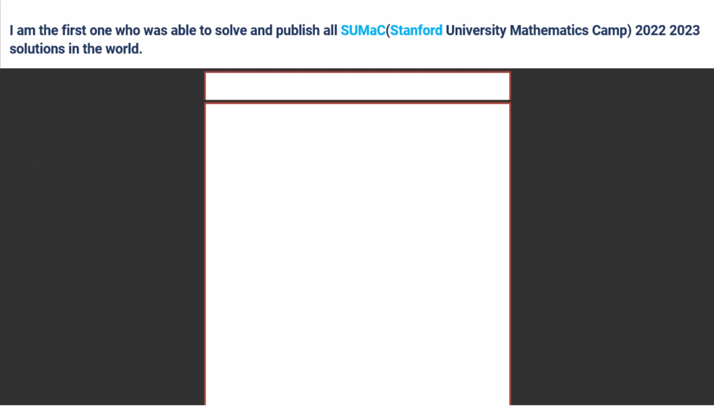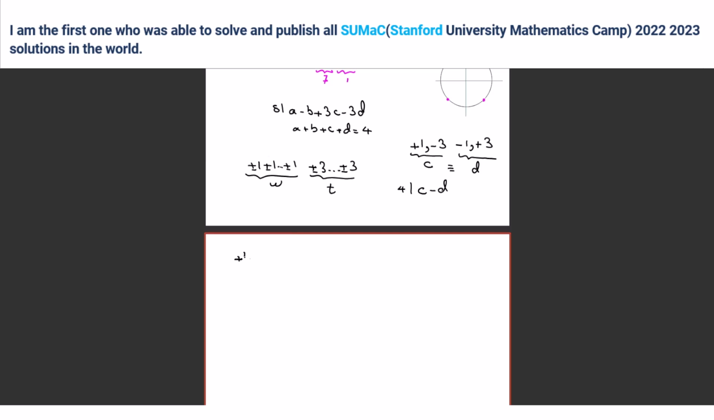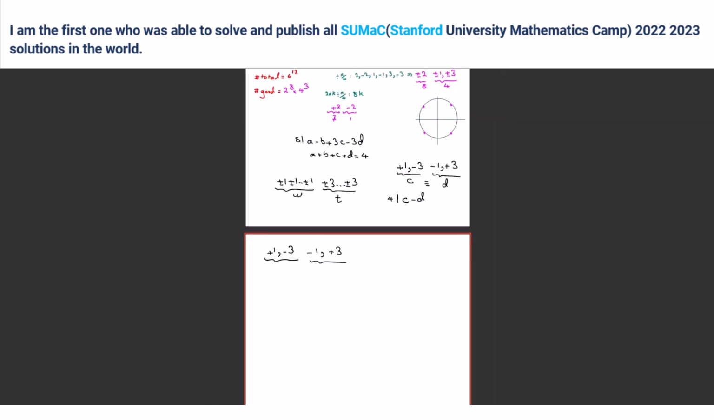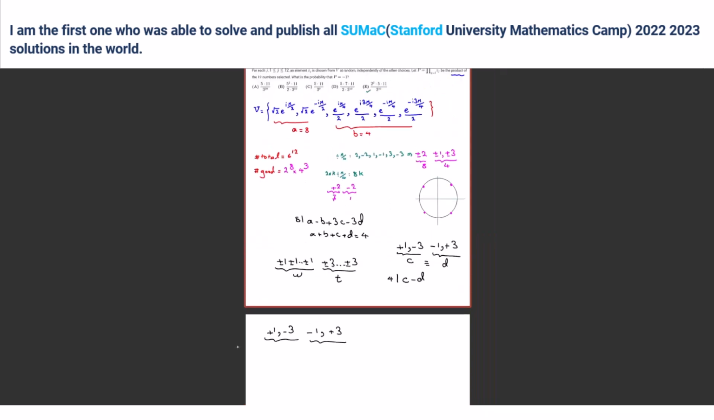We can say, okay. So here, plus or minus 1, minus 3, minus 1, plus 3. We select 4 from them. Do you agree that we can select 2 from here, 2 from here, or 0 from here, 4 from here, or 0 from here, 4 from here? Agree? Okay.